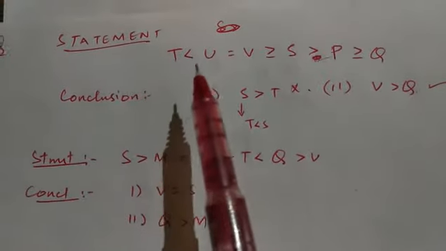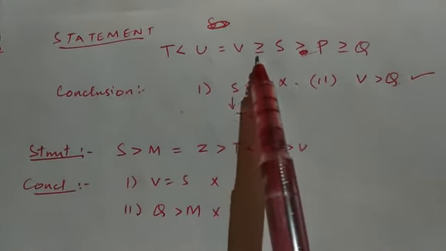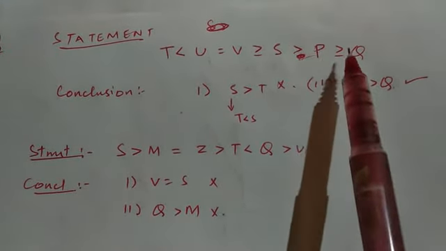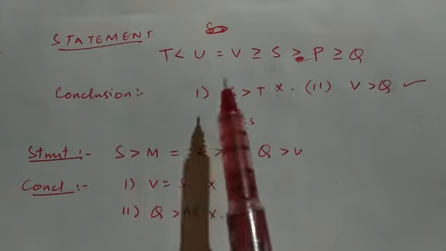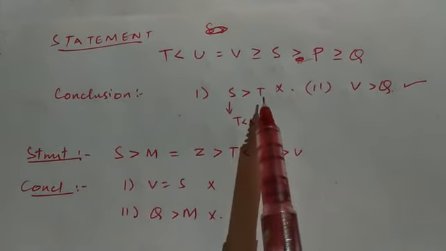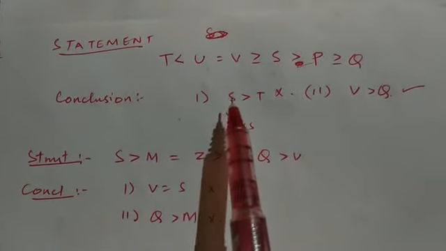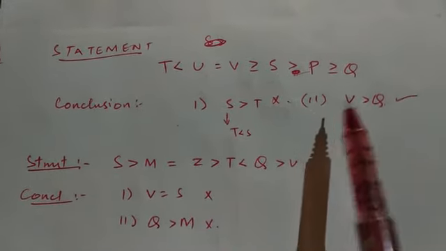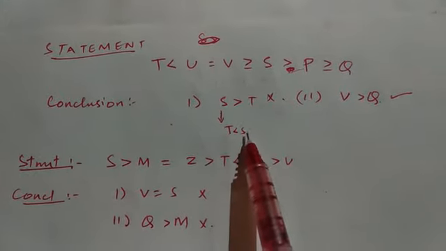I have the statement T is less than U, U is equal to V, V is greater than or equal to S, S is greater than P, and P is greater than or equal to Q. The conclusion is S is greater than T, or I can write it as T is less than S. This is one and the same thing. And the second conclusion is V is greater than Q. So I will go for the first conclusion, that is T is less than S.